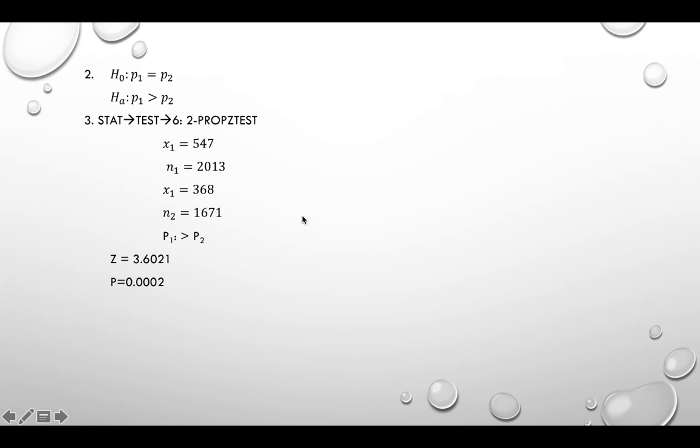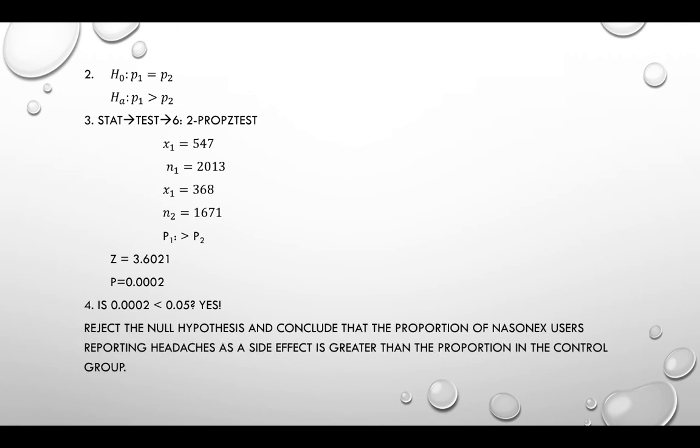Okay, so here's where we're at. So we found our Z, 3.6021, and that had a p-value of 0.0002. So we ask ourselves, is this p-value too low to be possible? So is 0.0002 less than 0.05? Yes, it is. So if p is low, you're going to reject H0. So we're going to reject the null hypothesis and conclude that the proportion of Nasonex users reporting headaches as a side effect is greater than the proportion in the control group. And that is it. That is what you need to do a hypothesis test for two proportions.